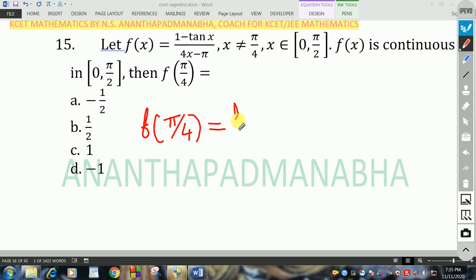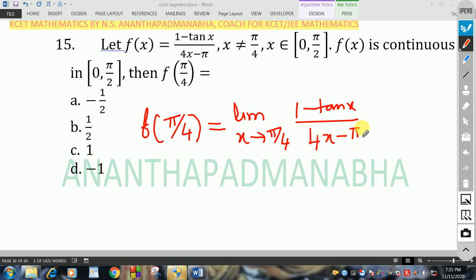That is, f of pi by 4 is the required value. To find f of pi by 4, I have to apply the limit as x tends to pi by 4 of 1 minus tan x divided by 4x minus pi. f of pi by 4 is equal to limit as x tends to pi by 4 of 1 minus tan x by 4x minus pi. So as x approaches pi by 4, both numerator and denominator will be 0, that is it takes 0 by 0 form. So I will apply L'Hopital's rule.